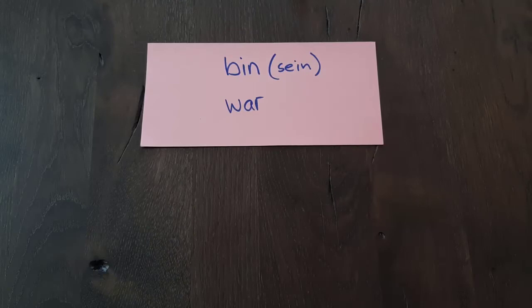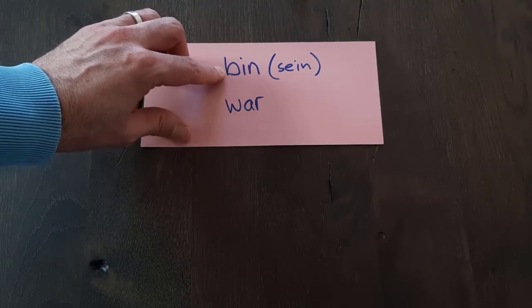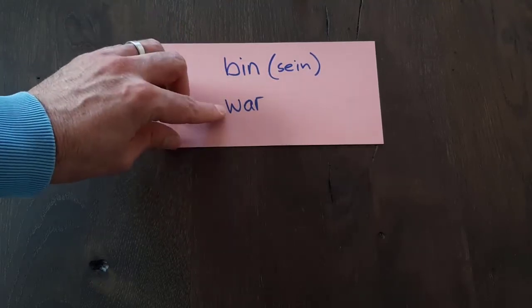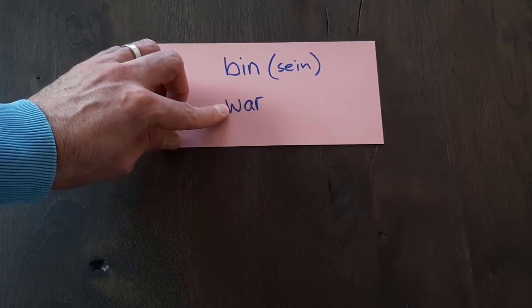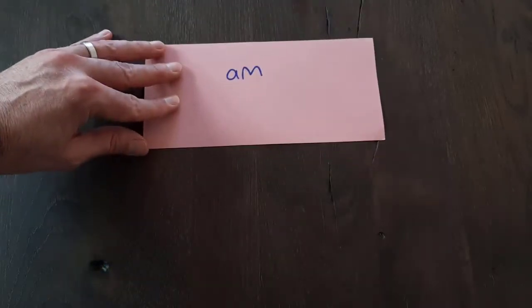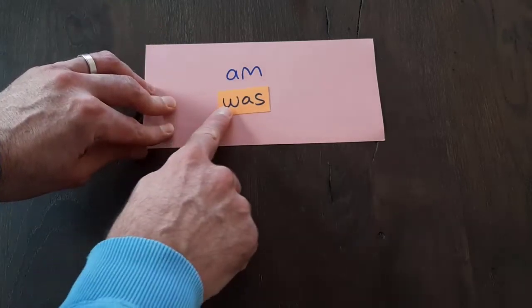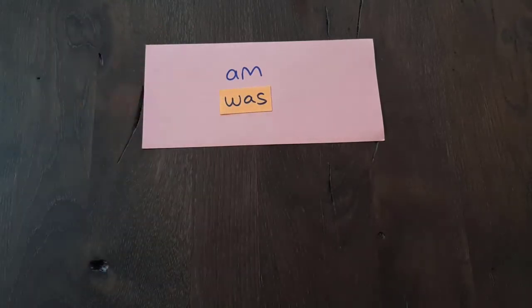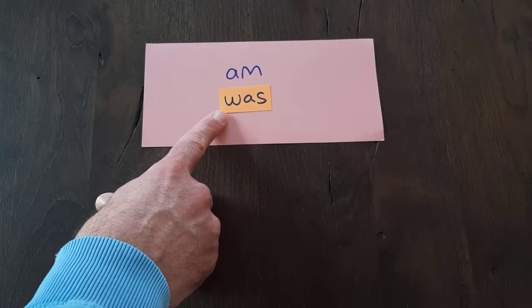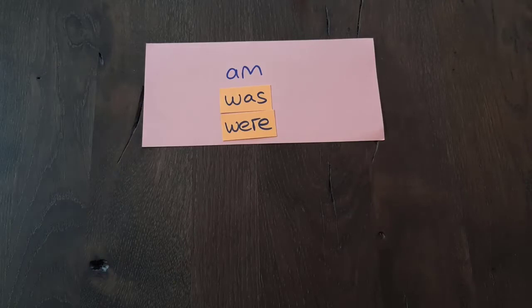Another really important irregular verb is coming from sein. Zum Beispiel, ich bin aus Australien. I am from Australia. And if I talk about the simple past, like with yesterday, ich war, then, of course, I am, ich bin. Yesterday, I was. This is also for he, she, it. And the other word is were. We were, they were, you were.